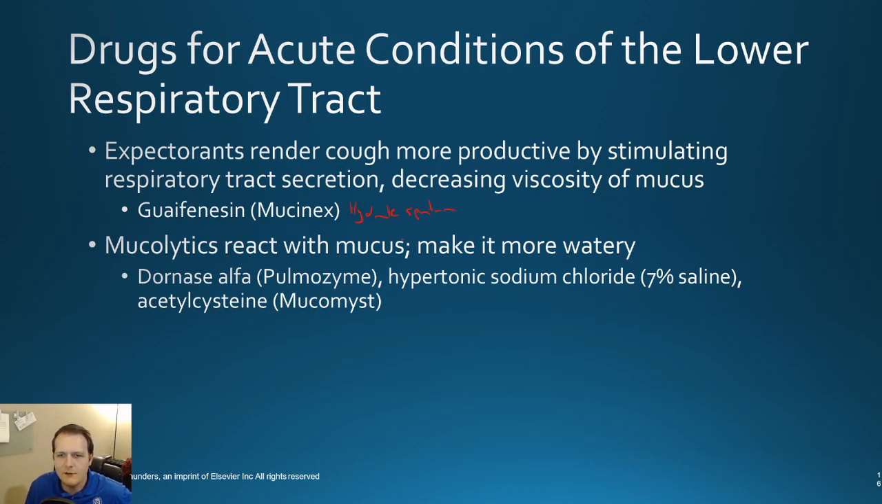In some cases, patients have really thick, tenacious sort of mucus, especially if they have something like cystic fibrosis, which is a genetic condition. They can use what we call a mucolytic, and it actually will help to break down the proteins in the mucus in order to allow it to be easier to clear. So we have drugs like Dornase alpha, which is Pulmozyme. You can even use things like hypertonic sodium chloride, like 7% saline, and then things like acetylcysteine or Mucomyst. All of these can be used to help break down the mucus, make it easier for patients to cough up and clear.